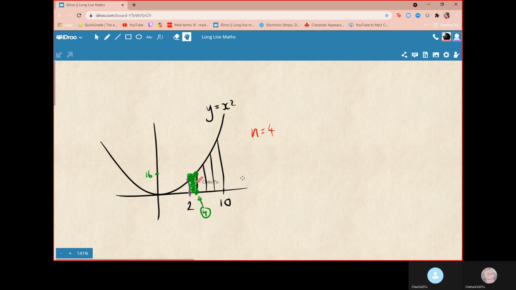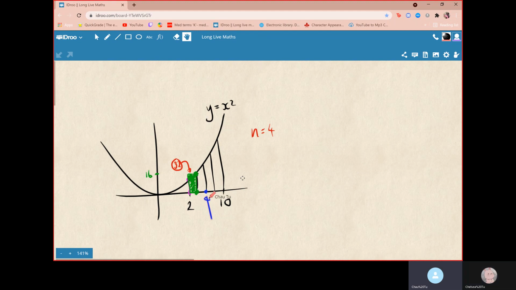Would you do 16 times 2? Yeah, because you would get 16 times delta x, which is this width here. So that would then give you 32. That's the area for this green strip. And then we would start from here and then jump twice. What's this location here? What's the x location?